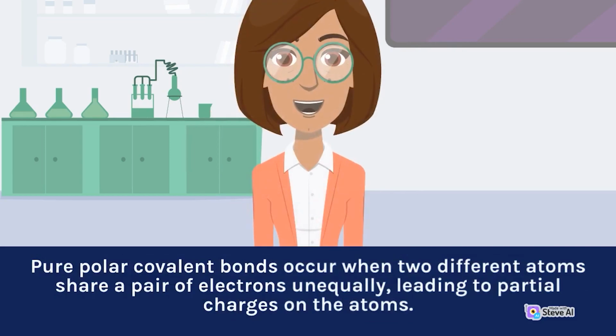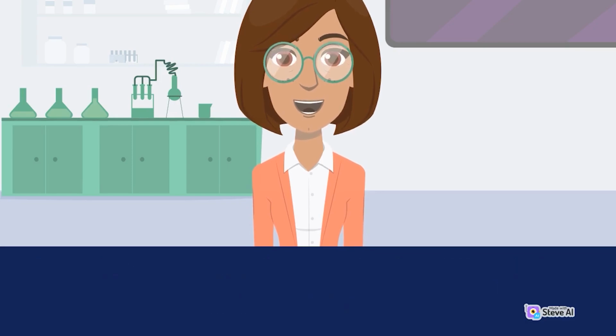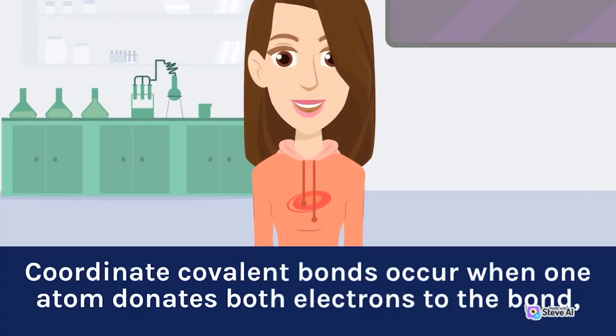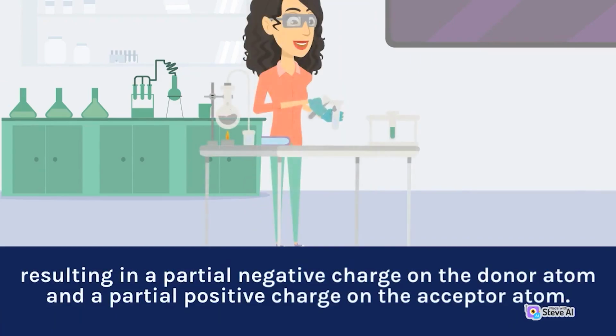Pure polar covalent bonds occur when two different atoms share a pair of electrons unequally, leading to partial charges on the atoms. Coordinate covalent bonds occur when one atom donates both electrons to the bond, resulting in a partial negative charge on the donor atom and a partial positive charge on the acceptor atom.